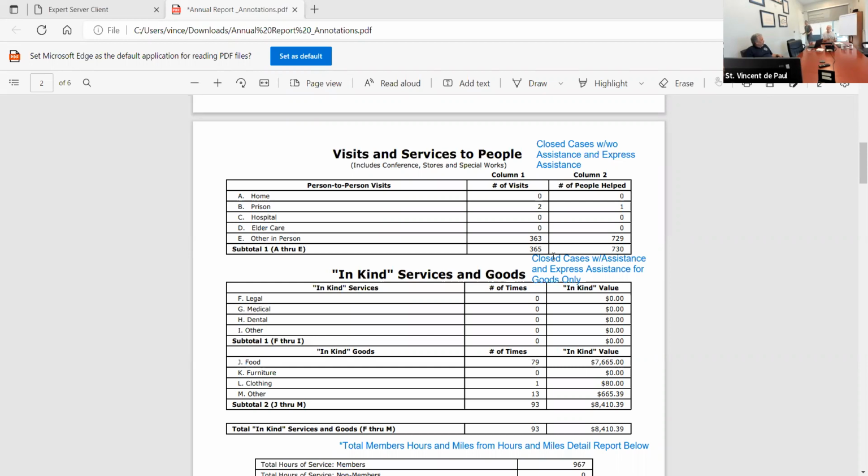Now, obviously, if this was a case that you closed with assistance, it would up the visit count by 1, and it would up the number of people helped by the number of people in the family, which is the client plus all of the household members. So let's say it's 4. It would update the number of people helped count by 4. Does that answer your question?